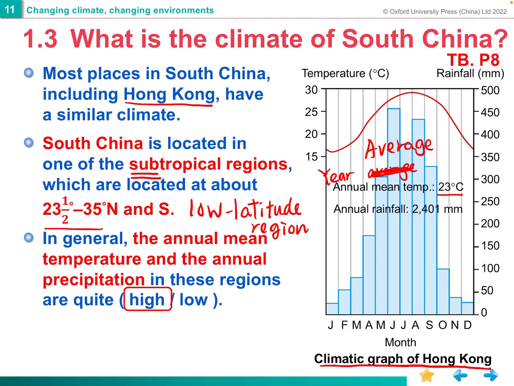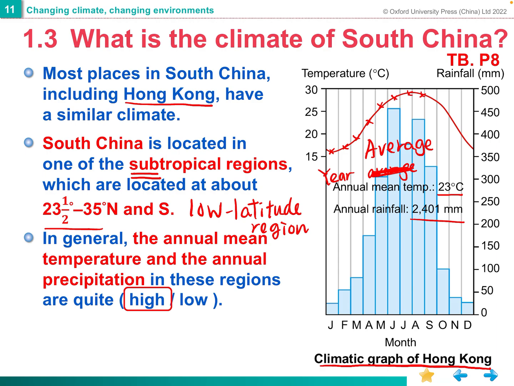How to calculate the annual mean? We need to get all the data, add up all monthly temperature and divide by 12. I won't repeat the formula, you have learned it in Form 2, just let you know the annual mean temperature is very high. Next one is the annual rainfall, well, over 2,000 is a large amount. We add all the rainfall, this does not need to divide by 12, we add up all, it's over 2,400 millimeter. We have high annual mean temperature and high annual rainfall.